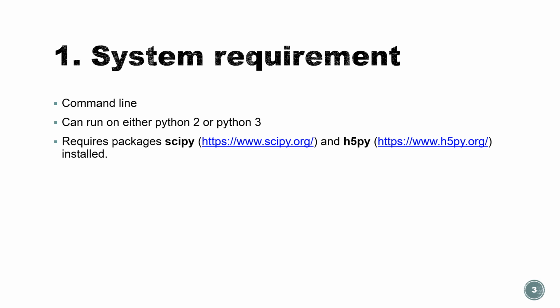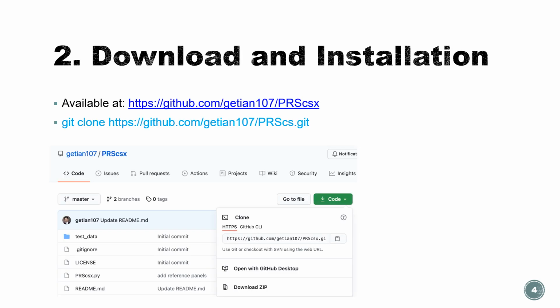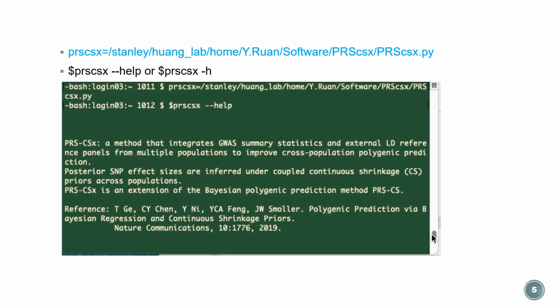PRS-CSx is a command line Python software. You can use either Python 2 or 3 and have to install SciPy and H5Py. You can use the command git clone to download and install in one step, or you can click the code button to download it locally and unzip the compressed file. You can test if the installation is successful by the command PRS-CSx --help. It will print a long list like this.